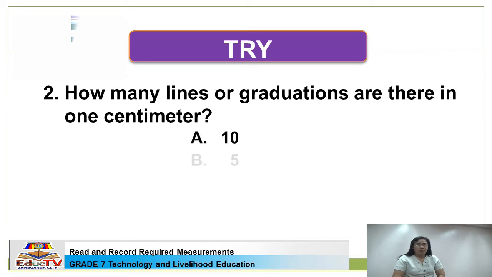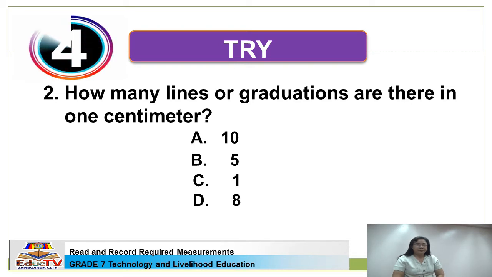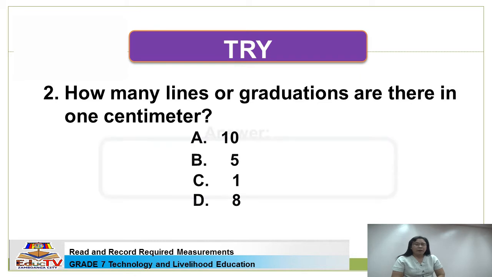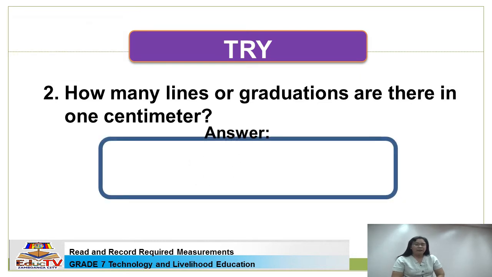For number 2, how many lines or graduations are there in 1 centimeter? Letter A, 10. Letter B, 5. Letter C, 1. Letter D, 8. Very good! The correct answer is letter A, 10.